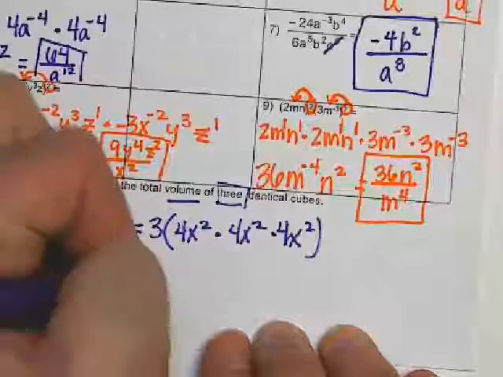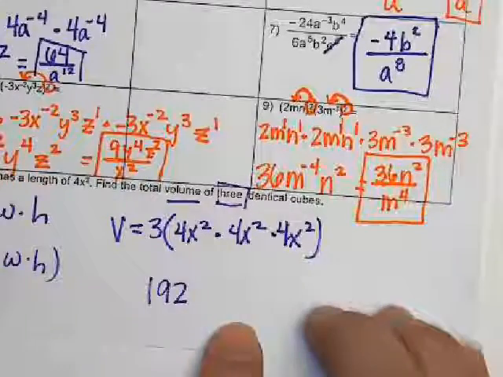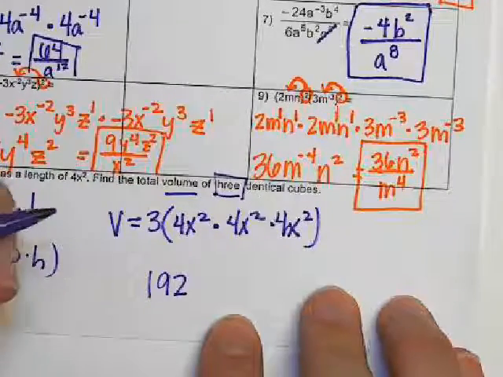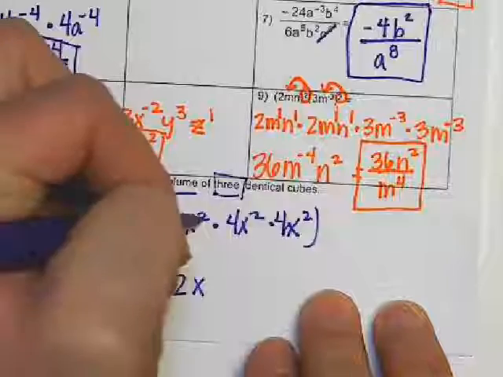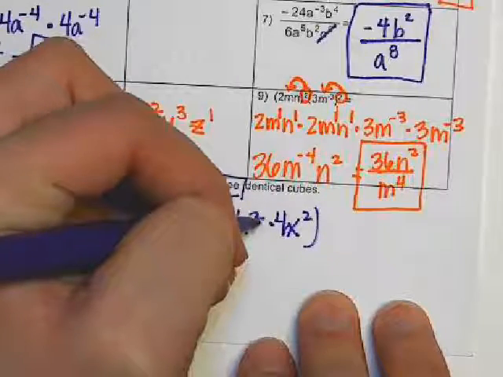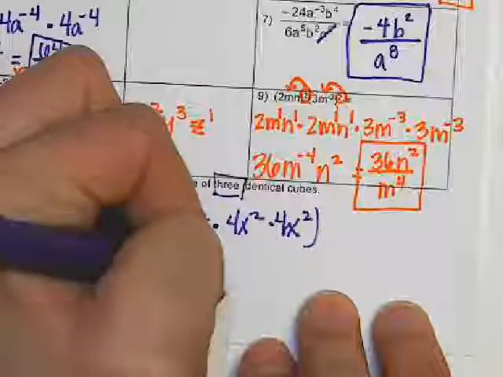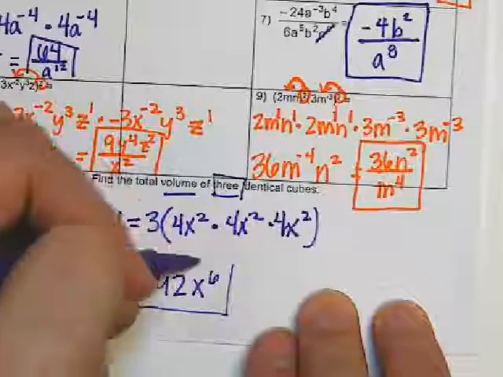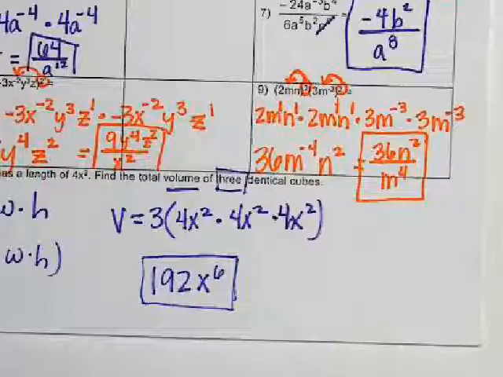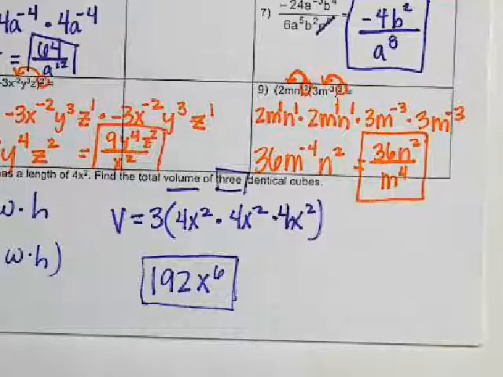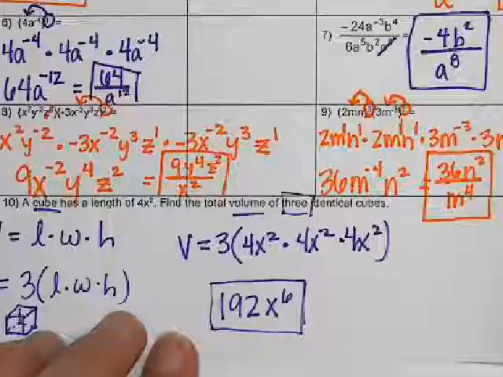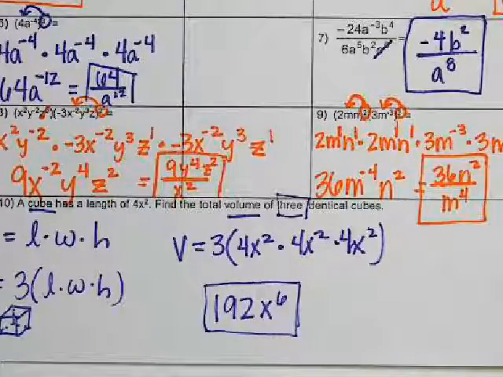So 192. Now what do I do? Add the exponent. So x, 2 plus 2, 4 plus 2, 6. And that's my answer. That's my volume for 3 identical cubes. That's easy. Got it? Yeah. Any questions? No. Yay. Anybody else? Any questions?